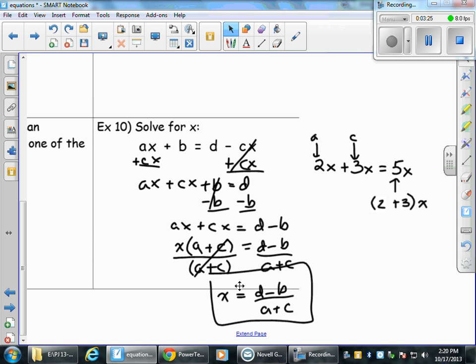So I would consider this one of the harder problems in this packet. And if this isn't totally comfortable for you yet, that is okay. This idea of undistributing or factoring will build itself over the year as we go along.